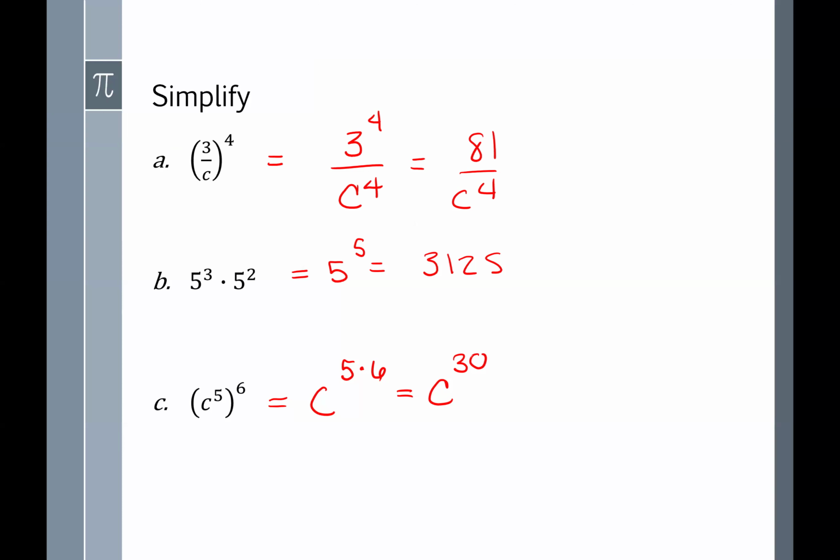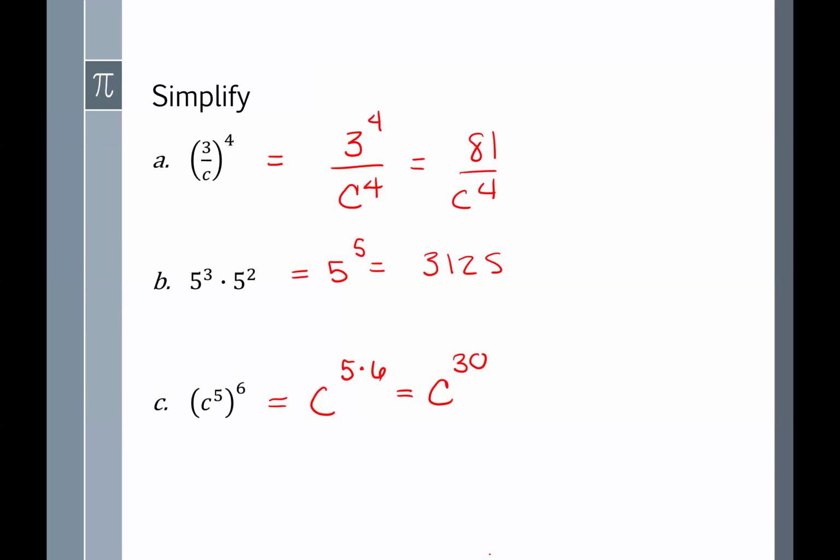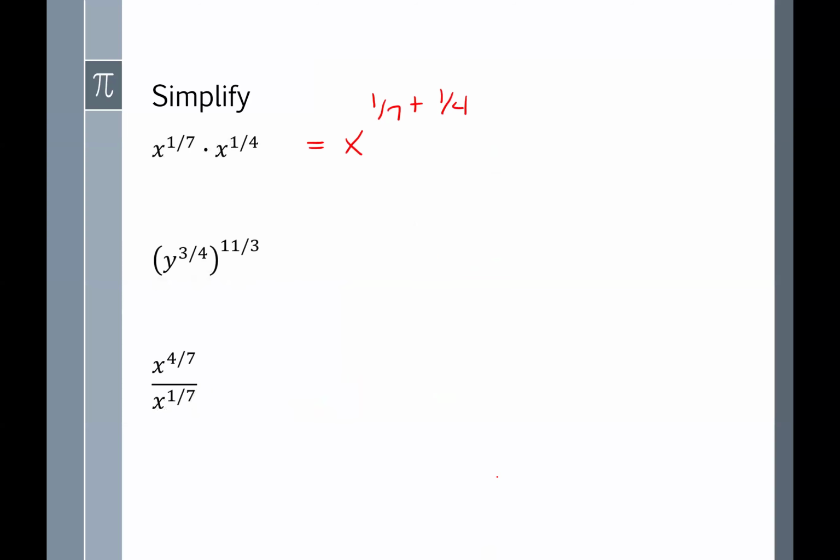And it doesn't matter if the exponents are fractions, doesn't bother me a bit. This is x to the 1/7 plus 1/4. If you're not comfortable adding fractions, then let your calculator do it. Let your calculator add 1/7 and 1/4. I think that's going to be 4 plus 7, 11/28, because I can't add those in my head.